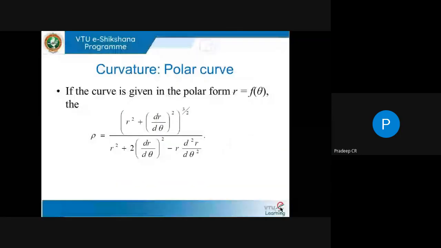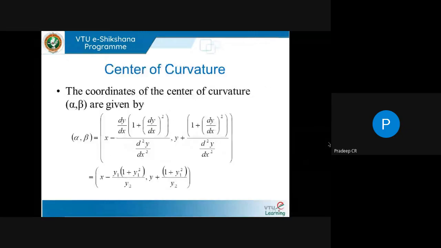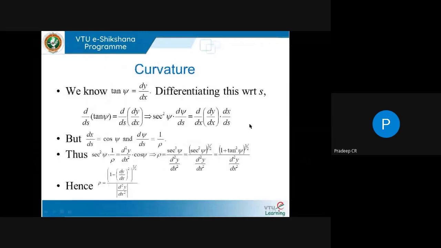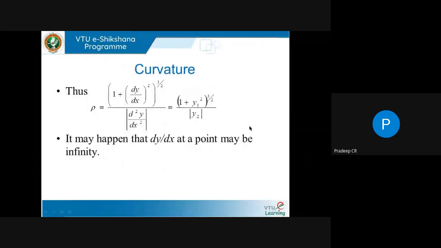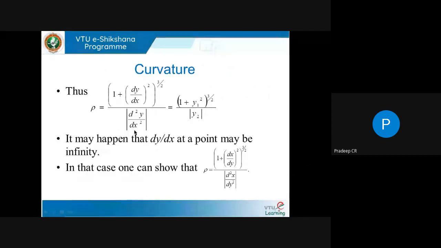But in real life, you can refer to these things in any standard textbooks or web resources. So what I'm trying to tell you: for y equal to f of x, the radius of curvature is given by this formula. This formula is what you need to remember: 1 plus y1 square whole to the power of 3 by 2 divided by mod y2. Y1 means dy by dx. Y2 means d square y by dx square.